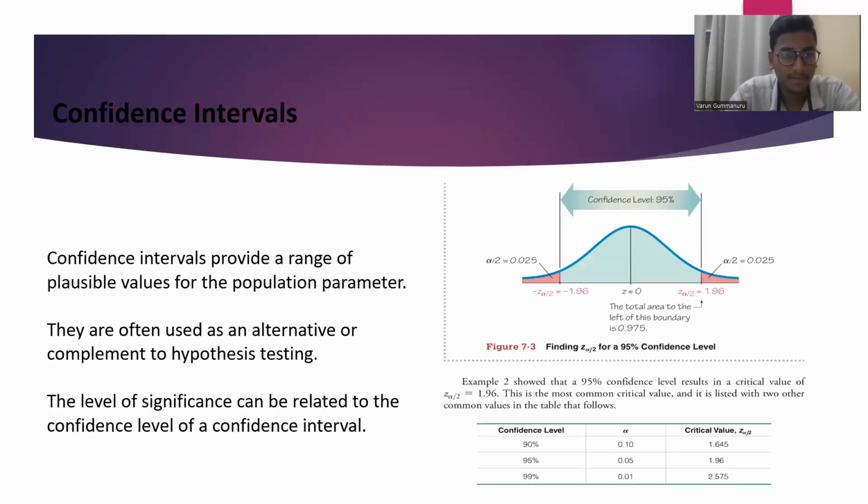Confidence intervals. Confidence intervals provide a range of plausible values for the population parameter. They are often used as an alternative or complement to hypothesis testing. The level of significance can be related to the confidence level of the confidence interval.